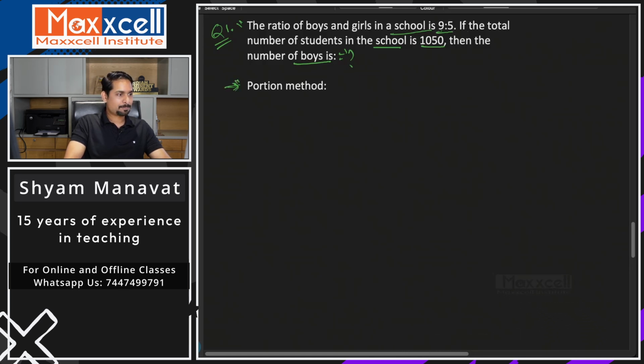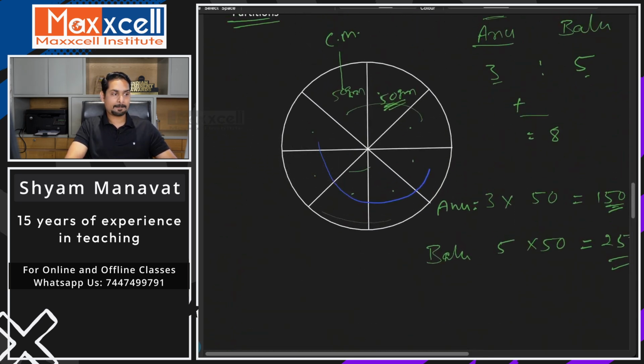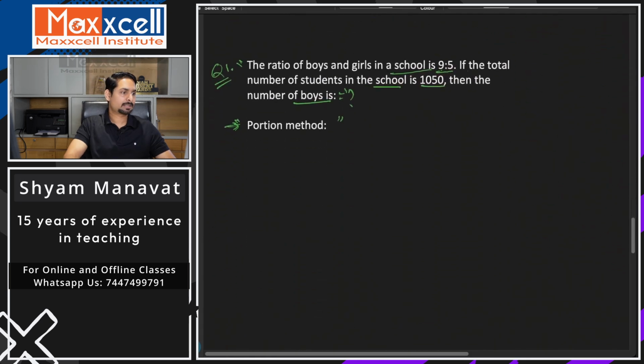So portion method, how does this work? We will take the example we have discussed, portions, and do it in the same fashion. We'll say the total number of students in the school is 1050, that is given. In the portion method we'll see what we need to find and what is given, and we'll take the ratio of this in the portion method this way.